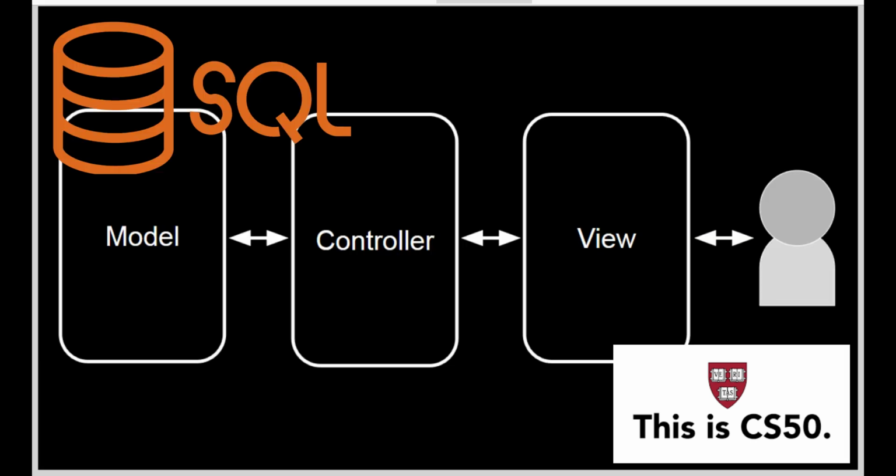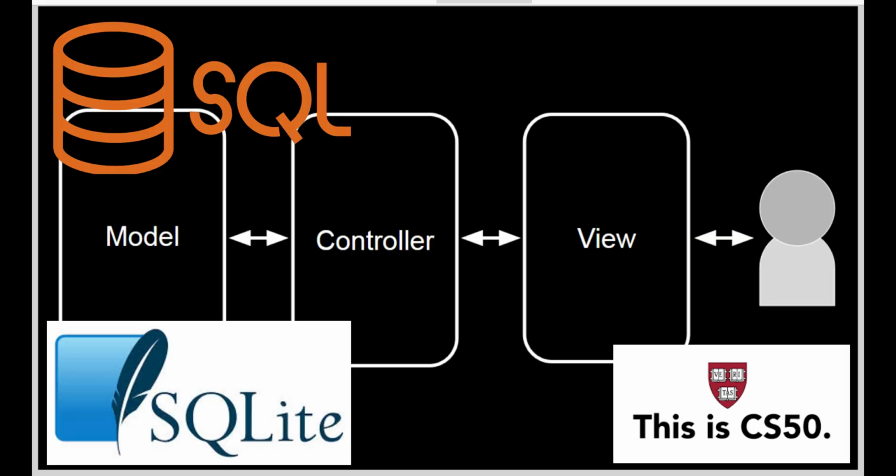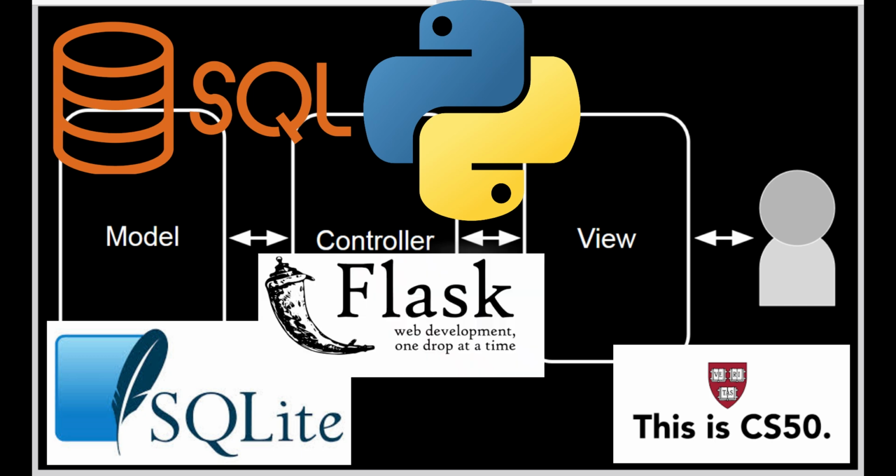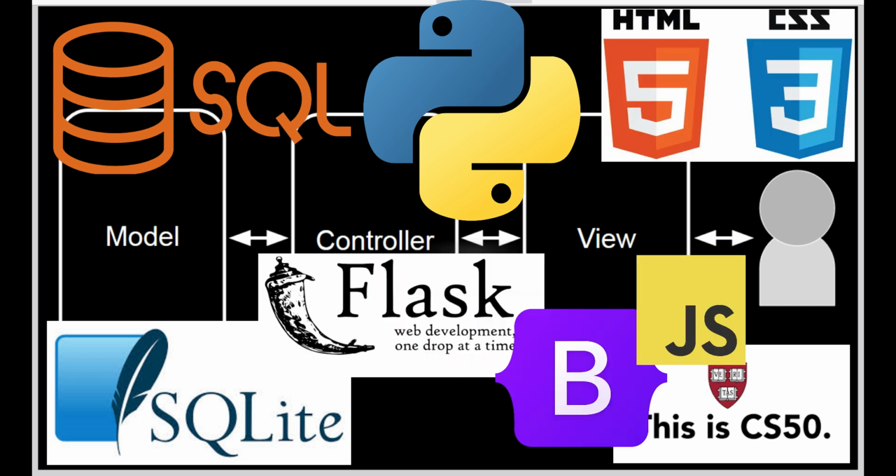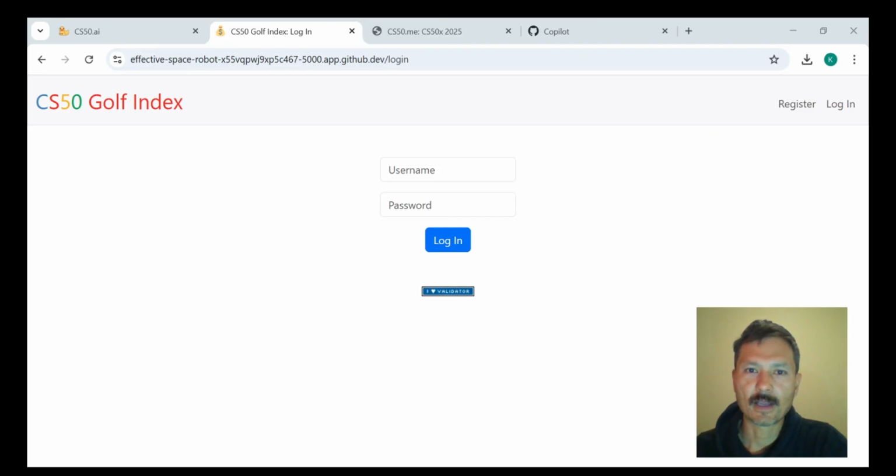The model is SQLite, the controller is Python, Flask, the viewer is HTML, CSS, Bootstrap, and JavaScript. Hello and welcome to CS50 Golf Index.